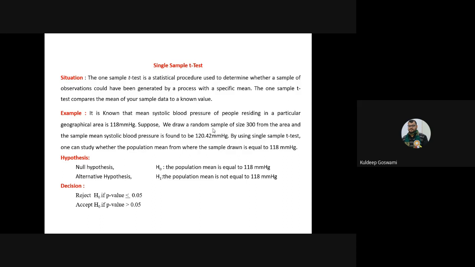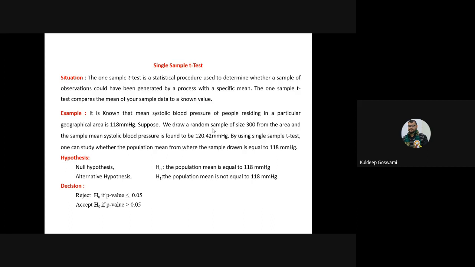For example, it is known that the mean systolic blood pressure of people residing in a particular geographical area is 118 mmHg. Suppose we draw a random sample of size 300 from the area, and the sample mean systolic blood pressure is found to be 120.42 mmHg. Then what happened? By using a single sample t-test, we have to draw a conclusion in this case.